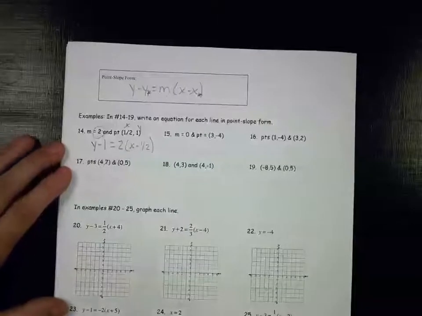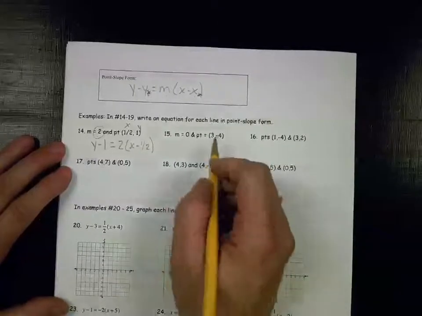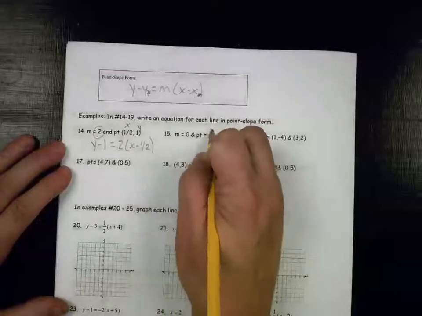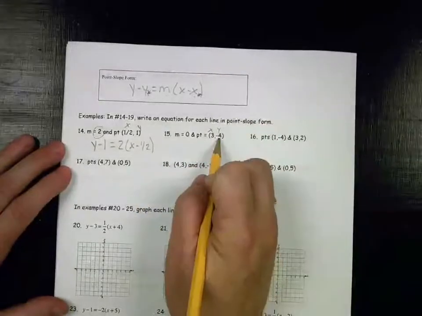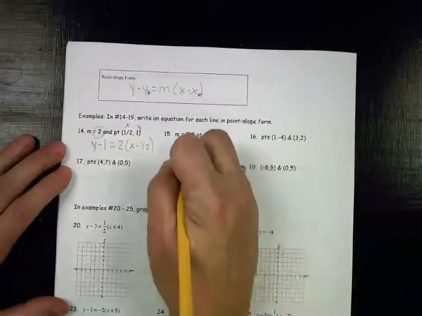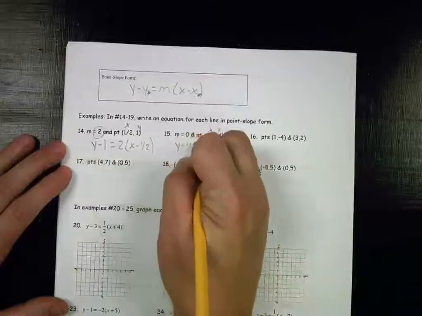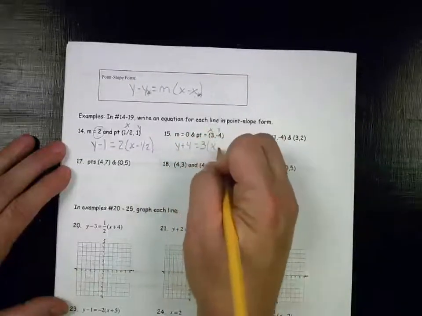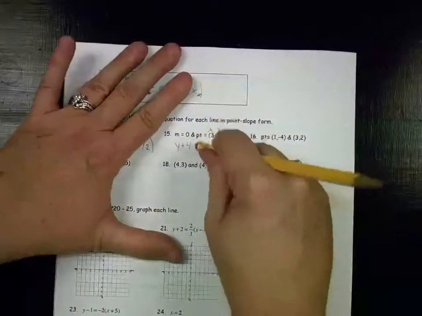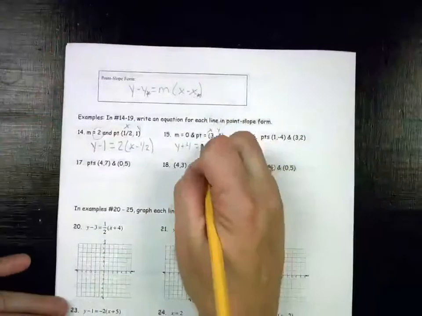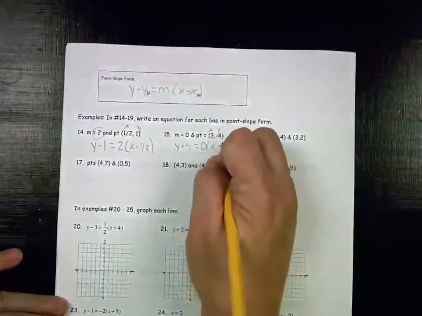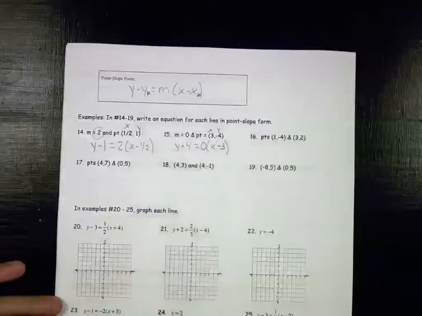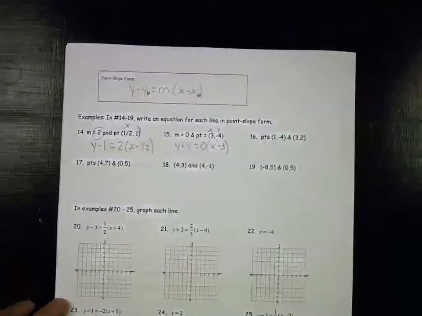Number 15, this is your x, this is your y. Since the y is negative, that will become y plus 4 equals, not 3, slope is 0, equals 0 times x minus 3, and you can just leave it that way.